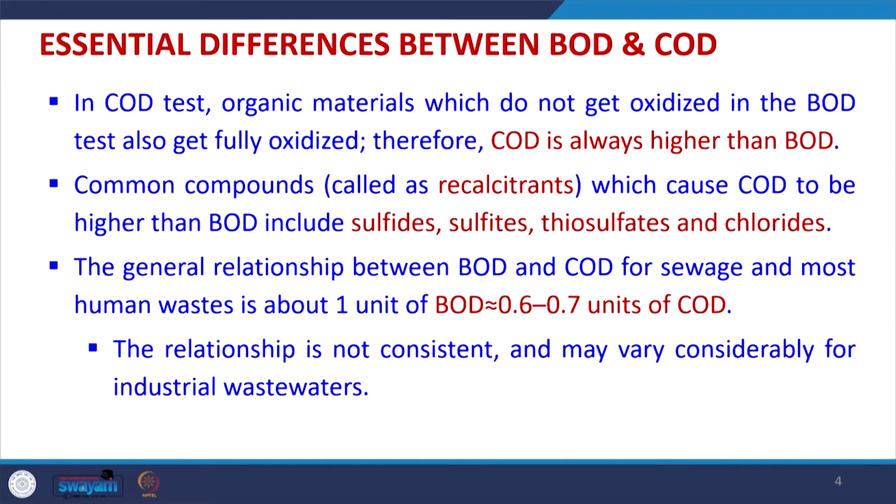There are some general relationships that can be developed between BOD and COD. For sewage and most human waste, the BOD value lies between 0.6 to 0.7 per unit of COD. But this relationship may vary for different types of organic material and the amount of total organic material present, and it is more common for industrial wastewater.